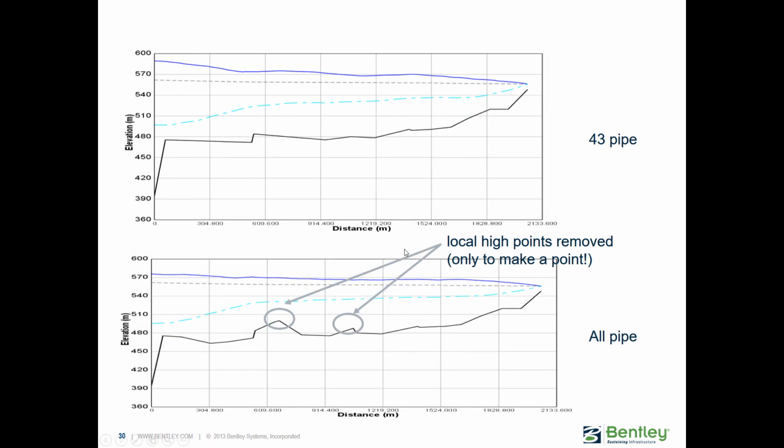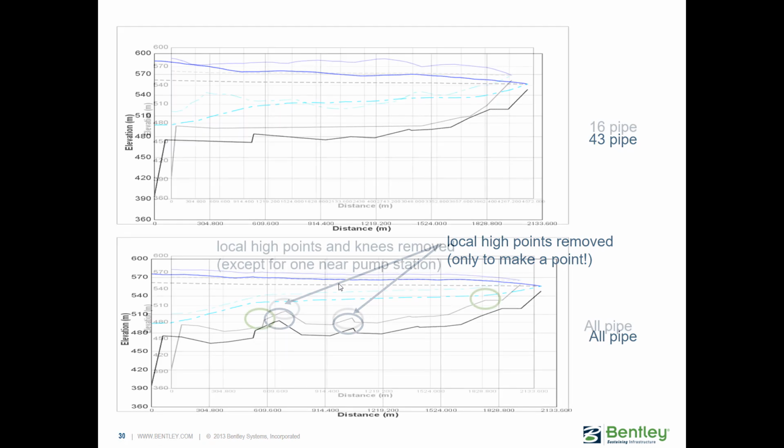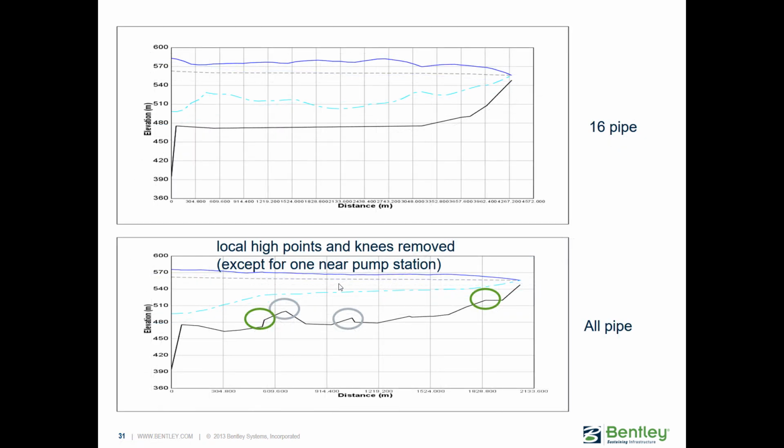So if we take a look here, here's the 43-pipe version versus the all-pipe version, and the local high points were removed. This is just to make that point about how important they are. You can compare the bottom to the top and see how, even the 43-pipe version, it's got that main knee way over on the left, but it did miss a couple of other local high points. And there's the 16-pipe version, which missed out on quite a few there.